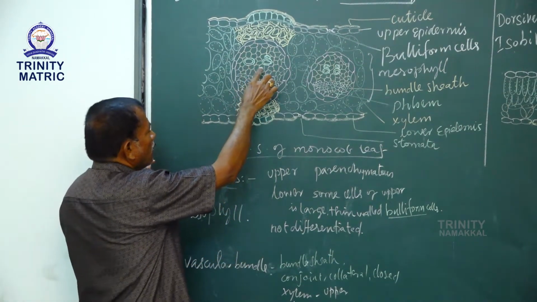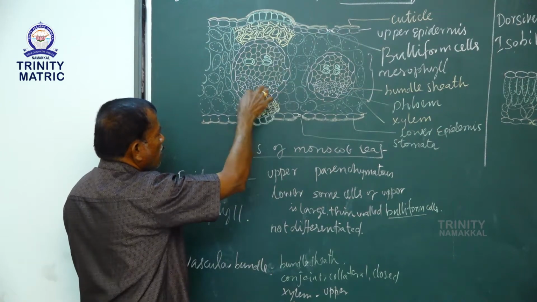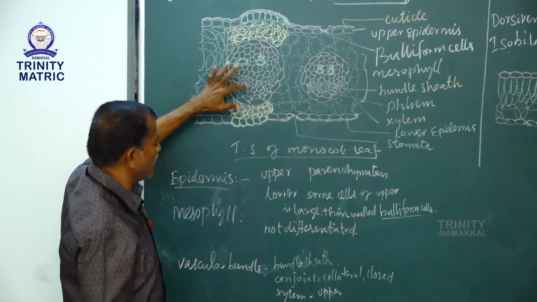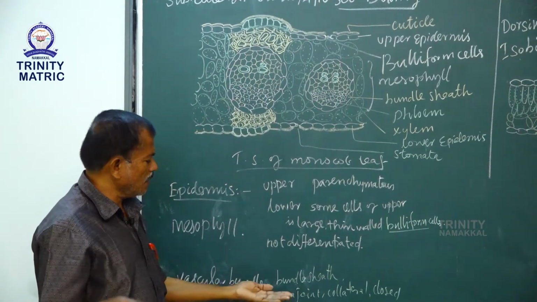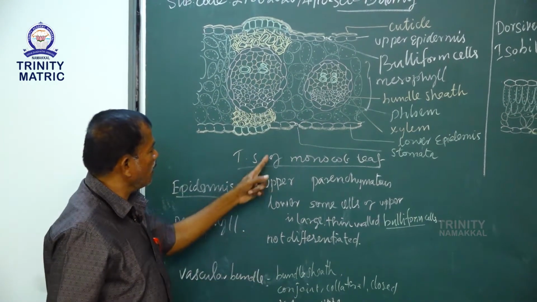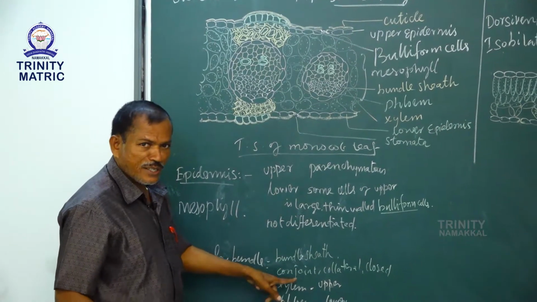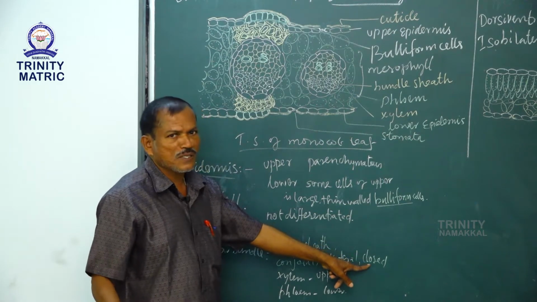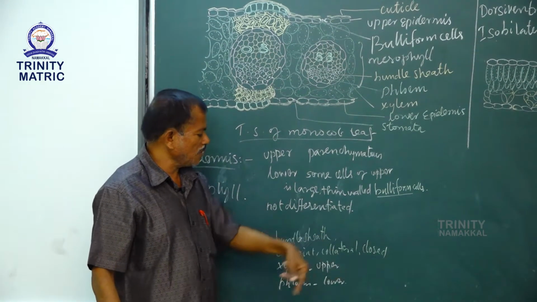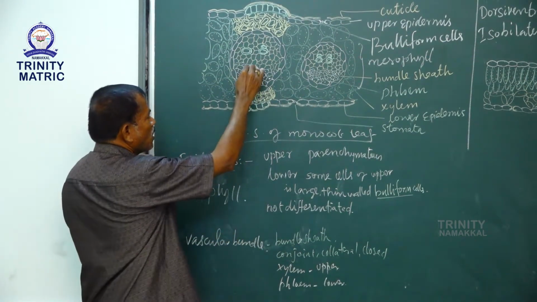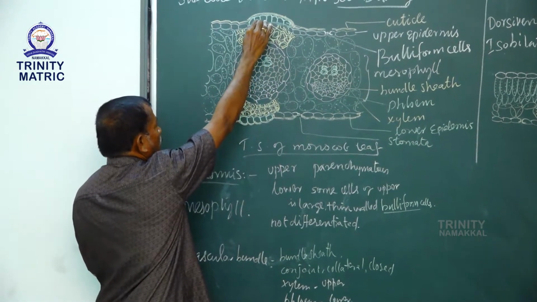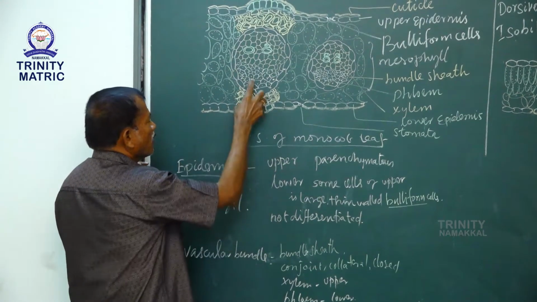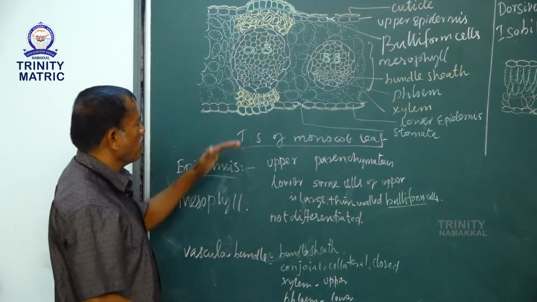Inner to the bundle sheath, the vascular bundle consists of xylem and phloem. Xylem and phloem were already seen in the dicot leaf. The vascular bundle of the monocot leaf is conjoined, collateral and closed. Closed means absence of cambium. The xylem is located facing towards the upper epidermis. The phloem is facing towards the lower epidermis.